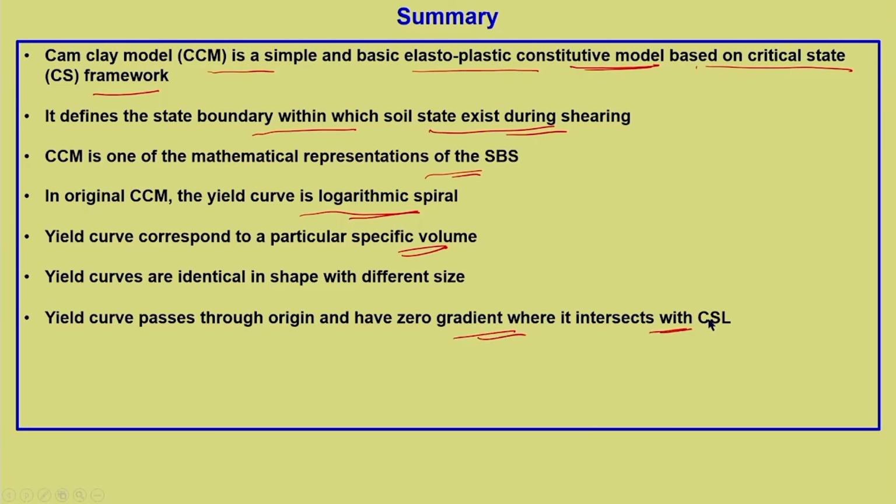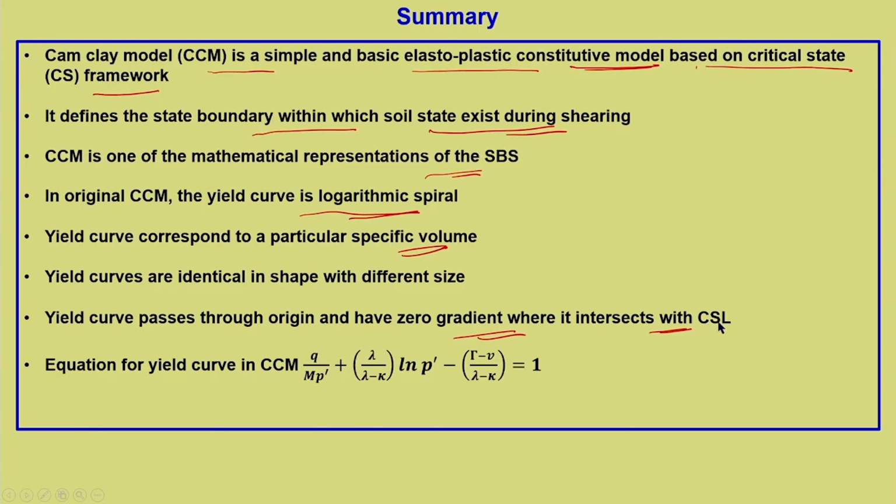The yield curve passes through the origin and has 0 gradient where it intersects the critical state line, and that is at the topmost portion. The equation of the yield curve in the Cam-clay model is q by M p dash plus lambda by lambda minus kappa ln p dash minus gamma minus V upon lambda minus kappa equal to 1. It also holds this relationship between the yield stress and the stress at the critical state: ln p dash y upon p dash cs equal to 1, or p dash y upon p dash cs equal to 2.718.